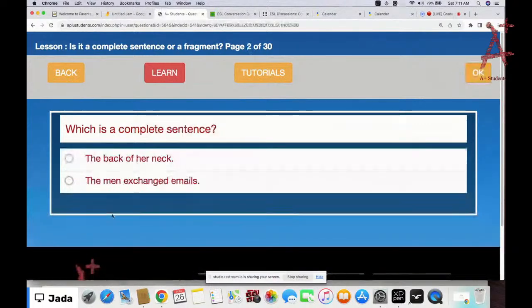Now, which is a complete sentence? The back of her neck, the men exchange emails. So, if you say the back of her neck, right? The back of her neck, what happened to the back of her neck? Well, we have no idea about that. So, it's going to be the men exchange emails. Okay? So, the men exchange emails is the complete sentence.